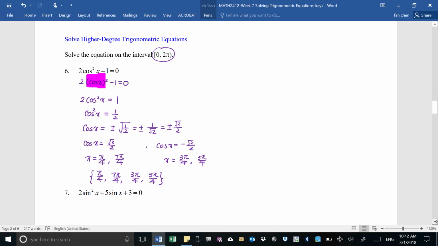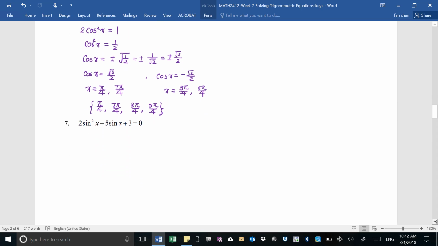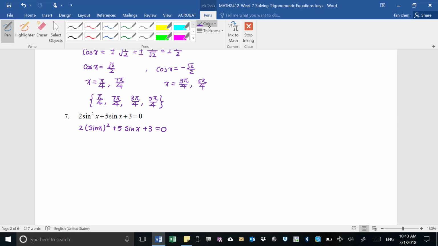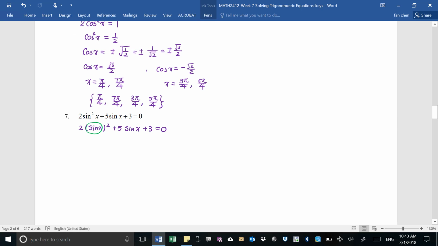Alright, let's take a look at another one. So this one, if you don't see this, I can rewrite it as 2 sine x squared plus 5 sine x plus 3 equals 0. To make the problem a little bit easier to see, I would suggest you think of sine x as u, right? So that will become 2u squared plus 5u plus 3 equals 0. This is something we know how to solve. You can do factoring, you can do the quadratic formula.